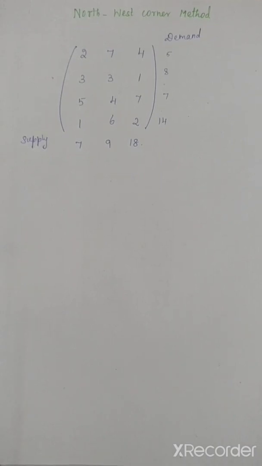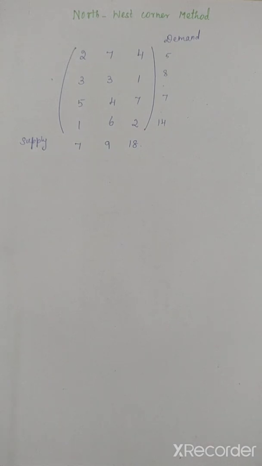Now we have to start with the first method, the northwest corner method. We have to check the first condition. The condition is that total demand is equal to total supply. So you have to check the condition.